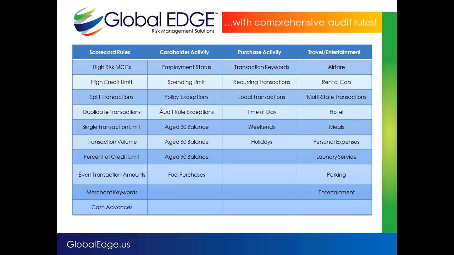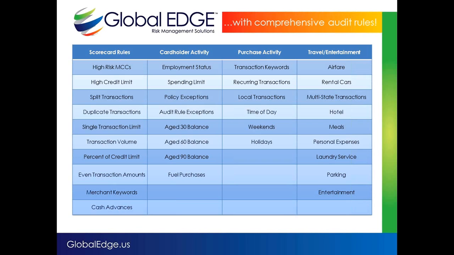So as we talk about that, let's look at some of the rules. We have really broken them down into 4 categories. We have scorecard rules, which looks at high-risk MCCs. I'm going to talk more about that in just a second. High credit limit, split transactions, duplicate transactions, single transaction limits, transaction volume, the percent of credit limit, even transaction, merchant keywords, and cash advances.